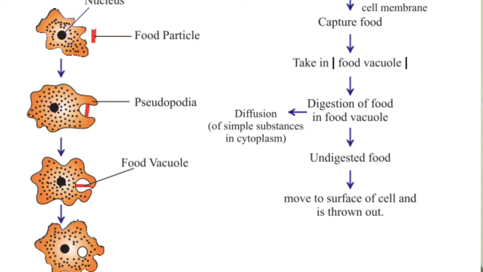Amoeba moves forward and forward with the help of pseudopodia. Amoeba has false legs, pseudopodia. P is silent. Pseudopodia. And with the help of pseudopodia, amoeba moves forward and forward. In unicellular animals like amoeba and euglena, all the steps of nutrition occur in their unicellular body.